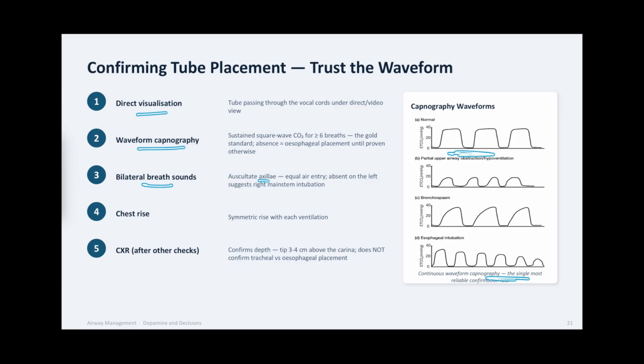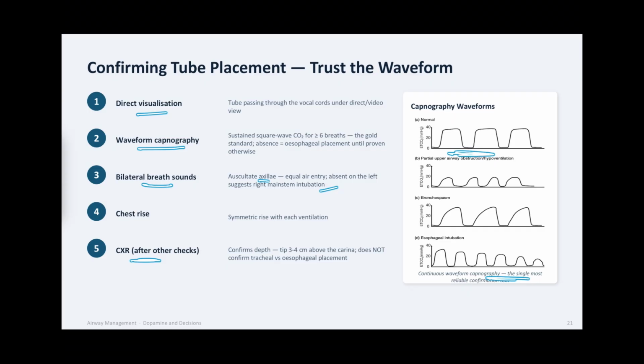If breath sounds are absent on the left side, consider it a right mainstem intubation and withdraw the tube slightly. Finally, obtain a chest X-ray. But remember that chest X-ray confirms the tube depth. It doesn't confirm the tracheal placement. That responsibility belongs to waveform capnography.